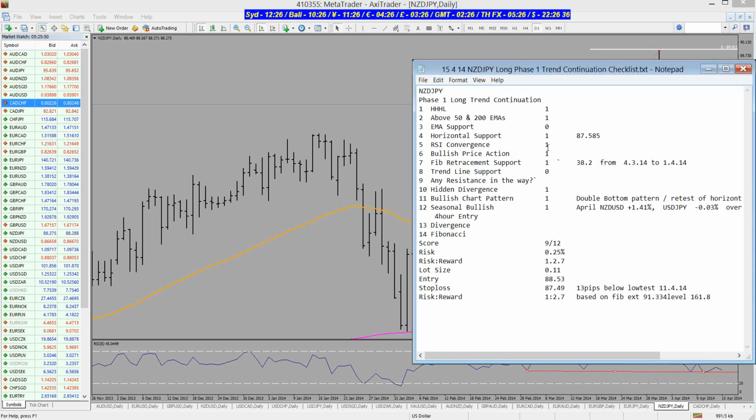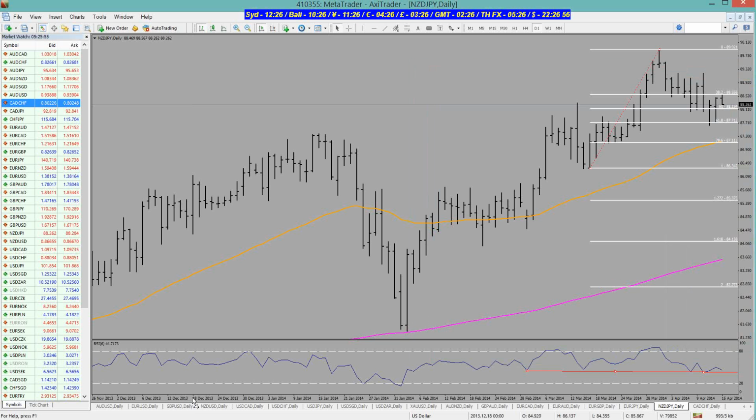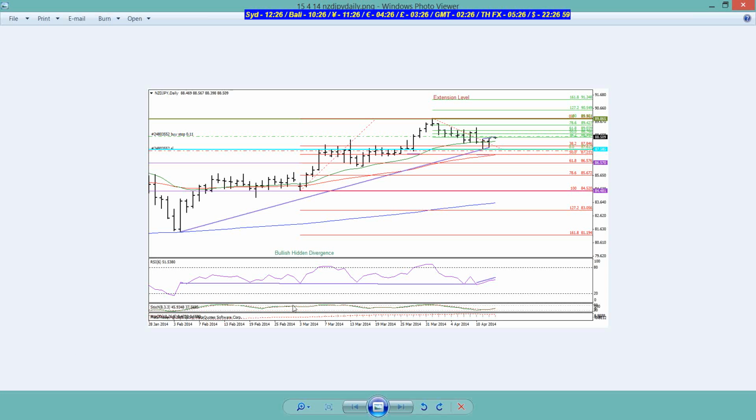Above AMA and horizontal RSI, convergence, bullish price action, trip retracement. That's fair enough. Hidden divergence, yes, we've discussed that. Double bottom pattern, retest of horizontal. Yeah, that's all good. That is all good. Yeah, as I said, the hidden divergence I'd go from where you think the cycle is, which is from here.